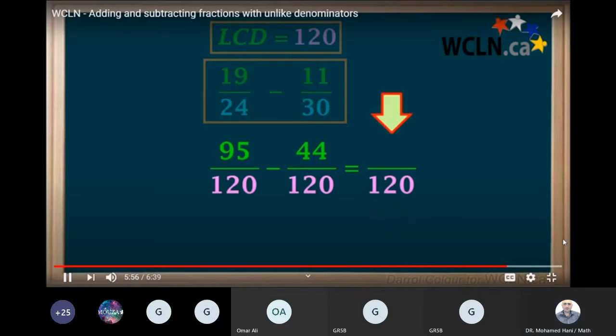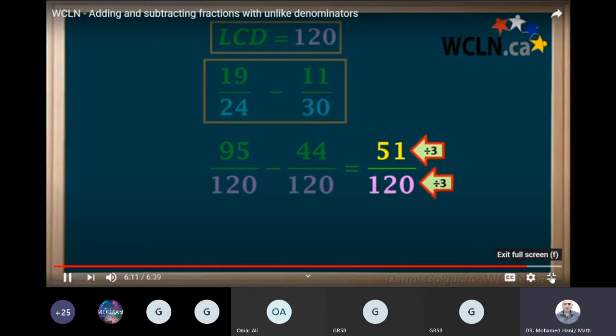And the numerator will be 95 minus 44, which is equal to 51. However, taking a closer look at the fraction 51 over 120, you may realize that both 51 and 120 can be divided by 3 to give whole numbers, and reduce this fraction to simpler terms.